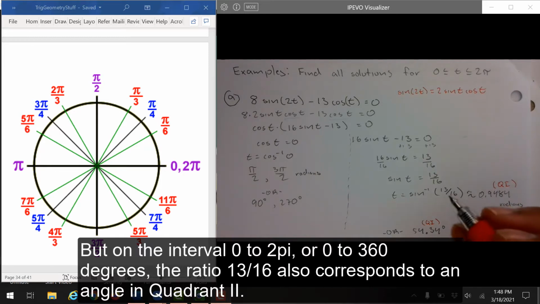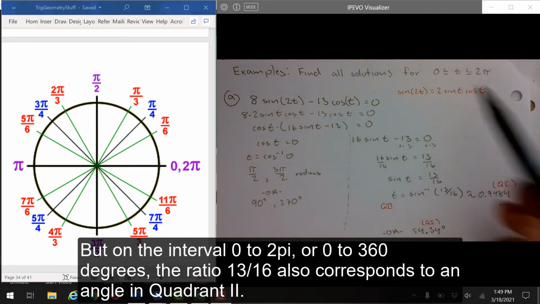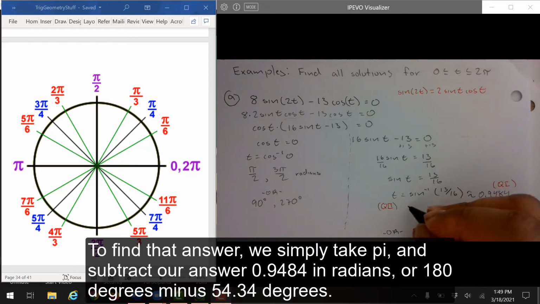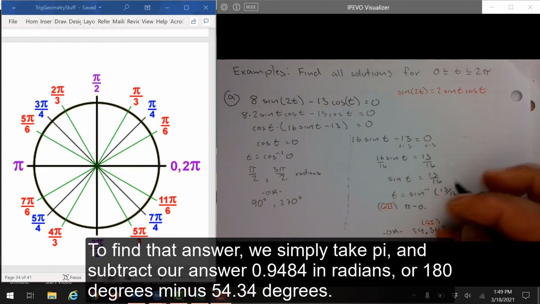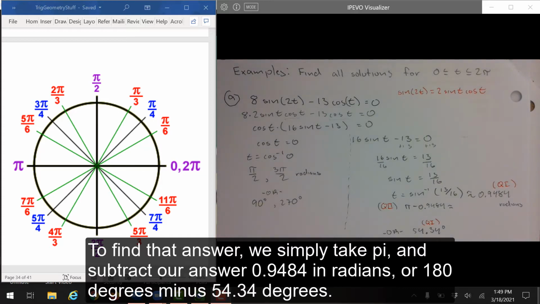But on the interval 0 to 2 pi, or 0 to 360 degrees, the ratio 13/16 also corresponds to an angle in quadrant 2. To find that answer, we simply take pi and subtract our answer of 0.9484 in radians, or 180 degrees minus 54.34 degrees.